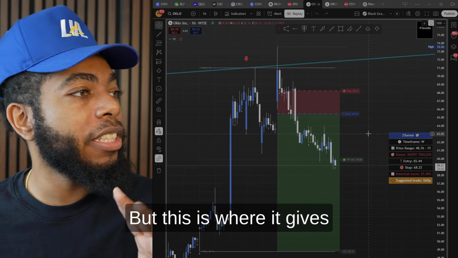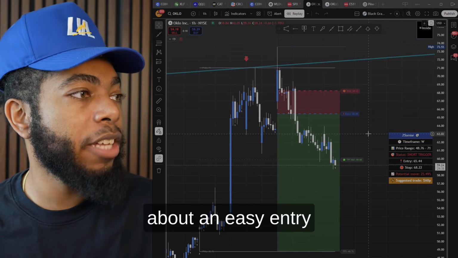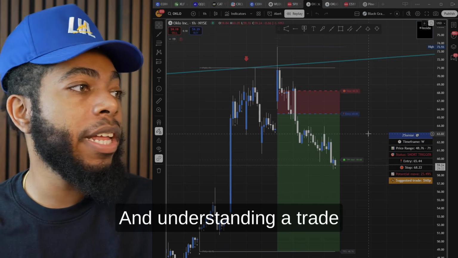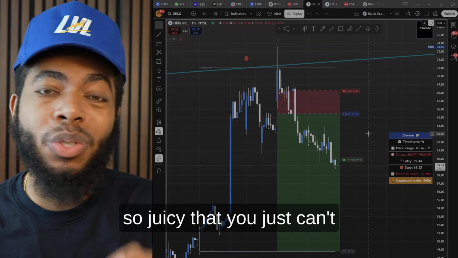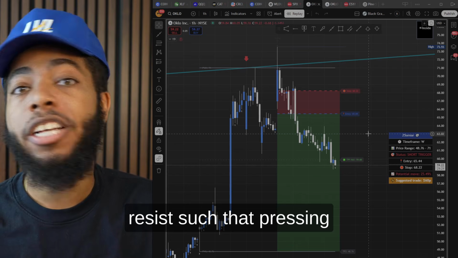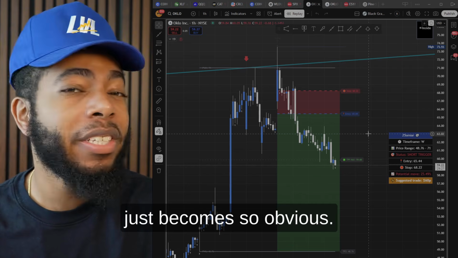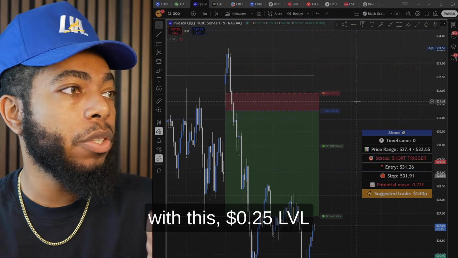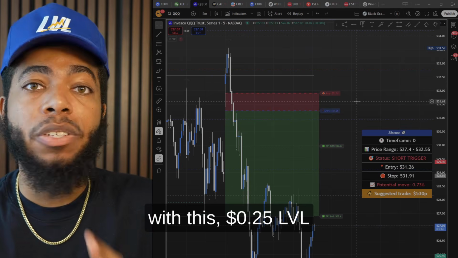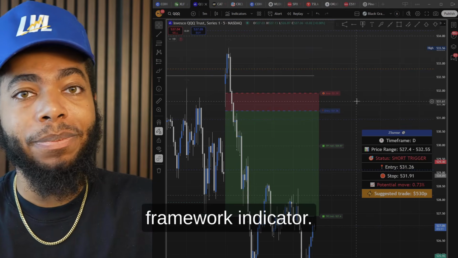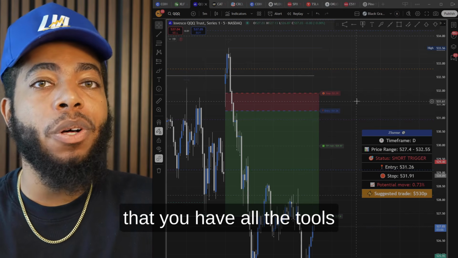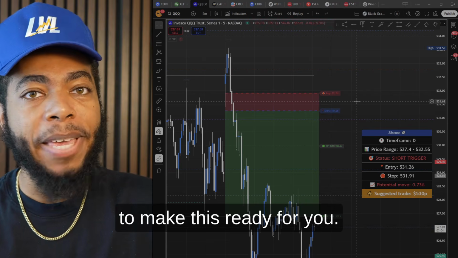But this is where it gives you the full oversight about an easy entry with a sensible stop loss and understanding a trade that's so worth it, so juicy that you just can't resist, such that pressing the button to buy it just becomes so obvious. And that is what is here with this 25 cents LVL framework indicator. And that's really what I wanted to present. And I wanted to make sure that you have all the tools in your toolkit to make this ready for you.